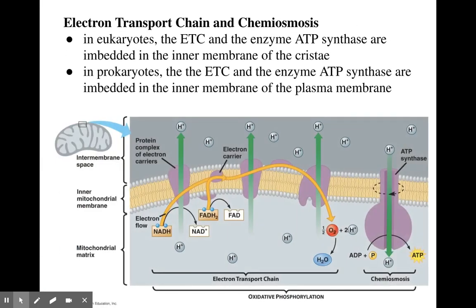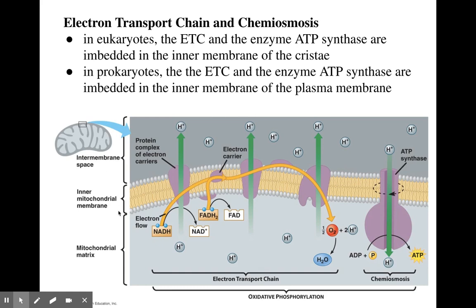All right, so now the ETC and chemiosmosis. Again, eukaryotes. All of these proteins are going to be embedded into the inner membrane, which is the cristae of the mitochondria. In the prokaryotes, all of these things are in the inner membrane of the plasma membrane. So a lot of times our prokaryotes actually have two membranes in there. So that's what's going to happen with the prokaryotes. And that's just on the outside plasma membrane, as we talked about.